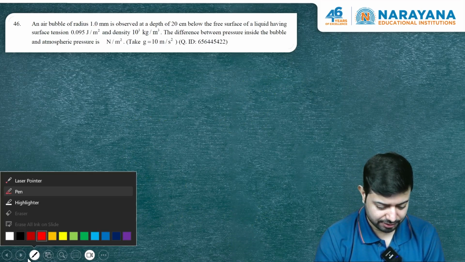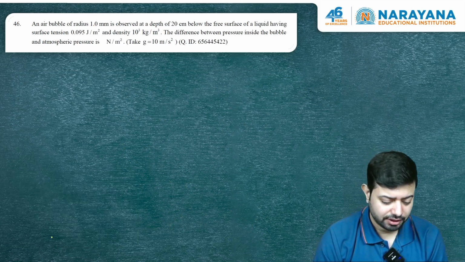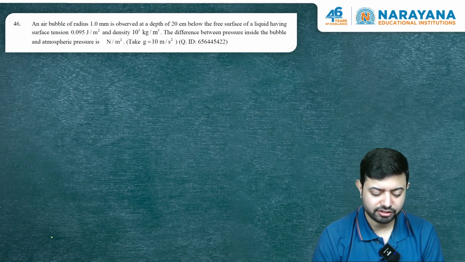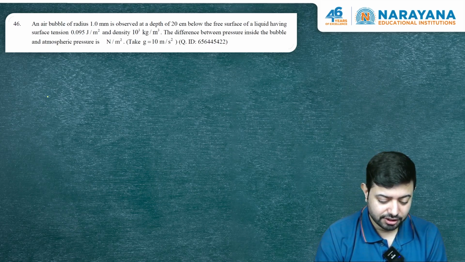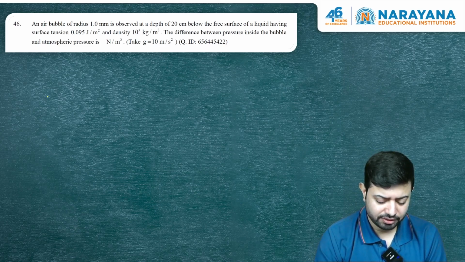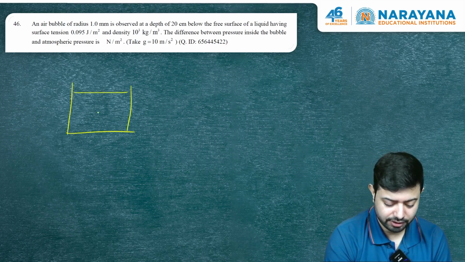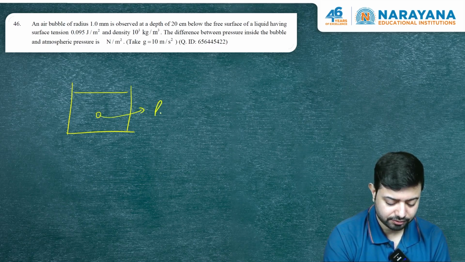Let's move to the next section of it, the last 5 integer based questions. An air bubble of radius 1 millimeter is observed at a depth of 20 centimeter below the free surface of a liquid having surface tension this and density 10 to the power 3 kg per meter cube. The difference between pressure inside the bubble and atmospheric pressure. Well, you have a bubble at a depth. So, what should be the pressure inside?